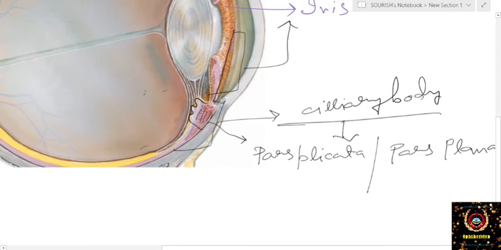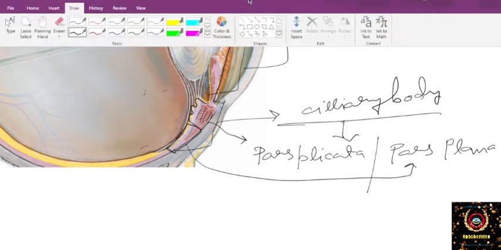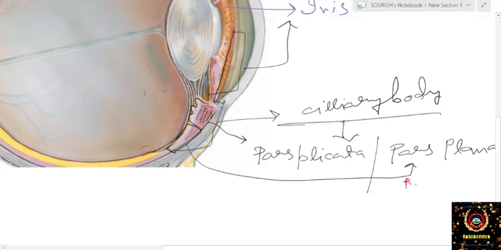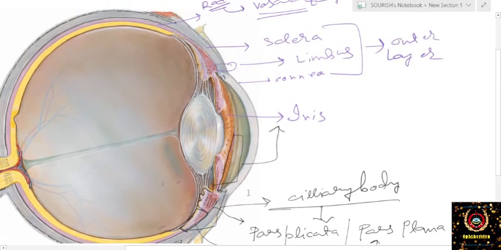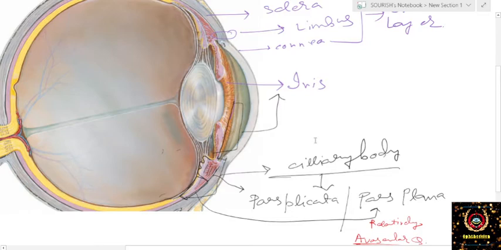And now this plain portion of the ciliary body is called pars plana. One point here: this pars plana of the ciliary body is relatively avascular. Now we'll go to the third part of the uvea or middle layer, that is the choroid.